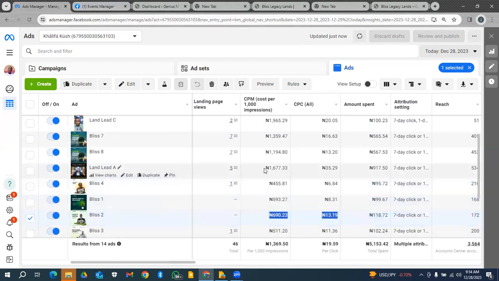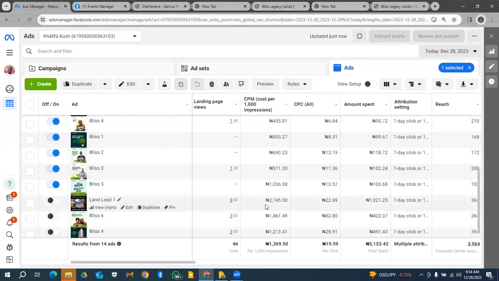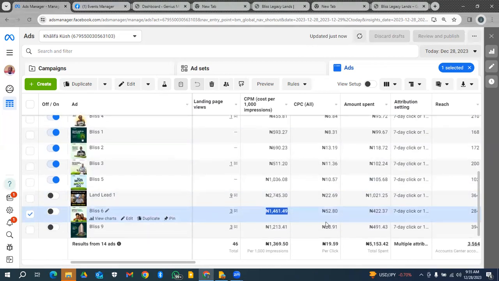But usually you can see 1,600 naira for my CPM, and cost per click is 35 naira, which is reasonably high. Look at this one, 2,700, cost per click is 22 naira. Now, it's not always proportional. For example, look at this one, 1,400 naira CPM, 52 naira cost per click. So definitely this is not even working at all, right?